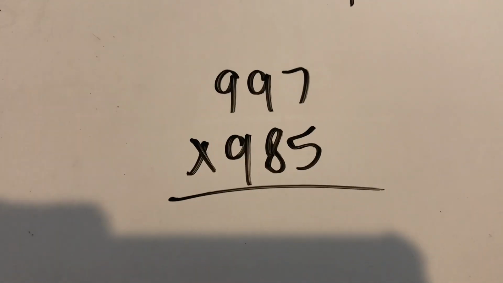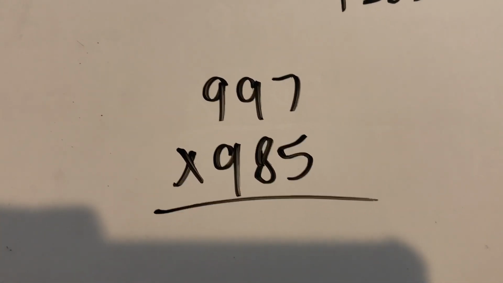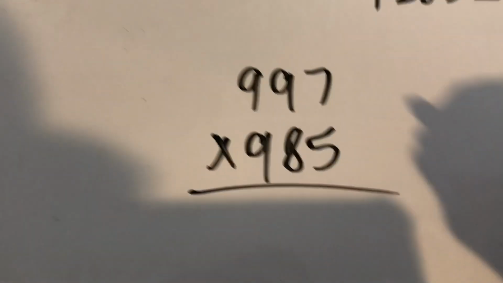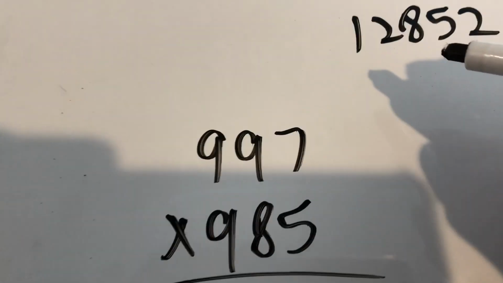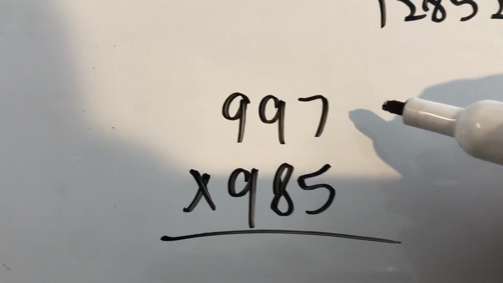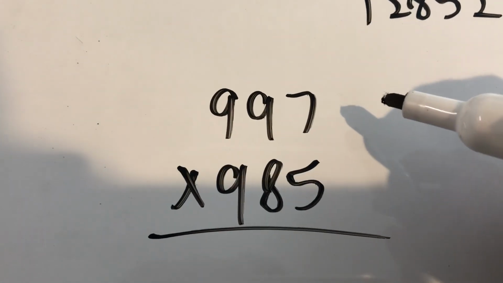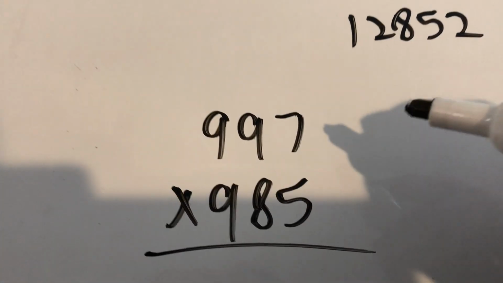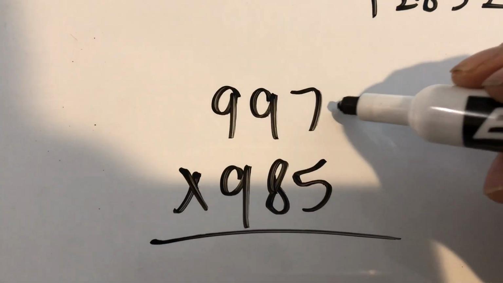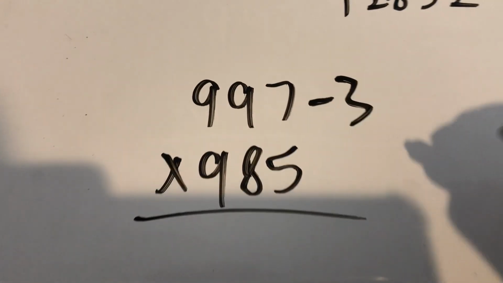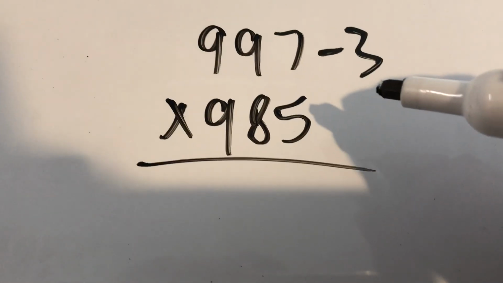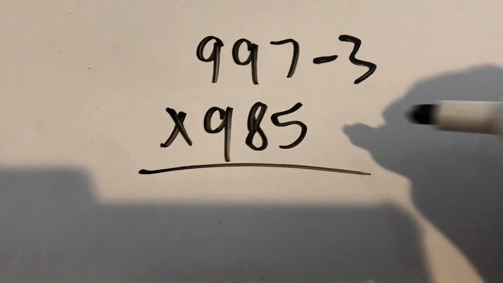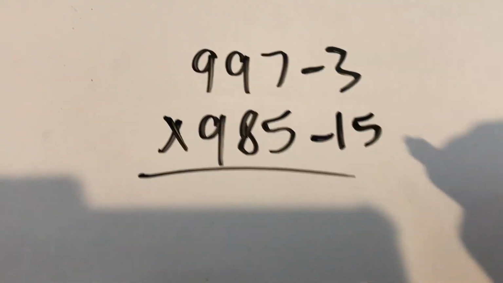All right, next one. 997 times 985. Now we notice that these numbers are below the base of 1,000. So that means we're going to have to subtract. So 997 is below the base of 1,000 by 3 because 1,000 minus 997 equals 3. So we're going to write minus 3 here. And 985 is below the base of 1,000 by 15 because 1,000 minus 985 equals 15. So we're going to write minus 15 right here.